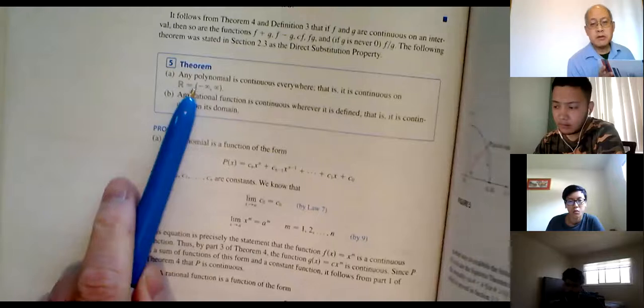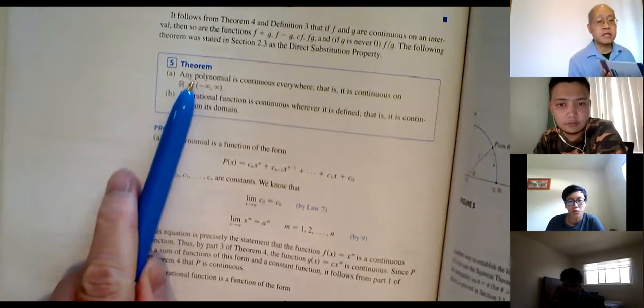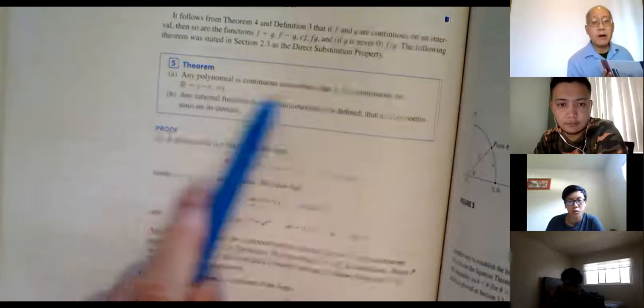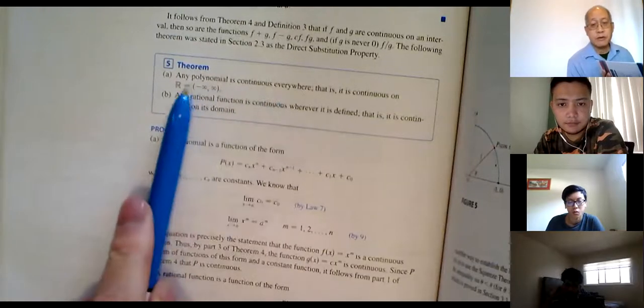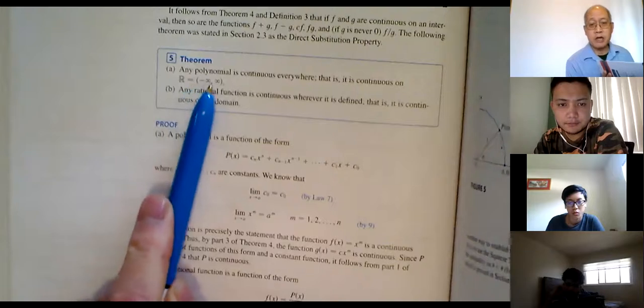Polynomials, 5x cubed minus 4x squared plus 3x minus 7. Don't write that down. Polynomials are continuous everywhere, on all real numbers. And notice another way to write all real numbers is from negative infinity to infinity.